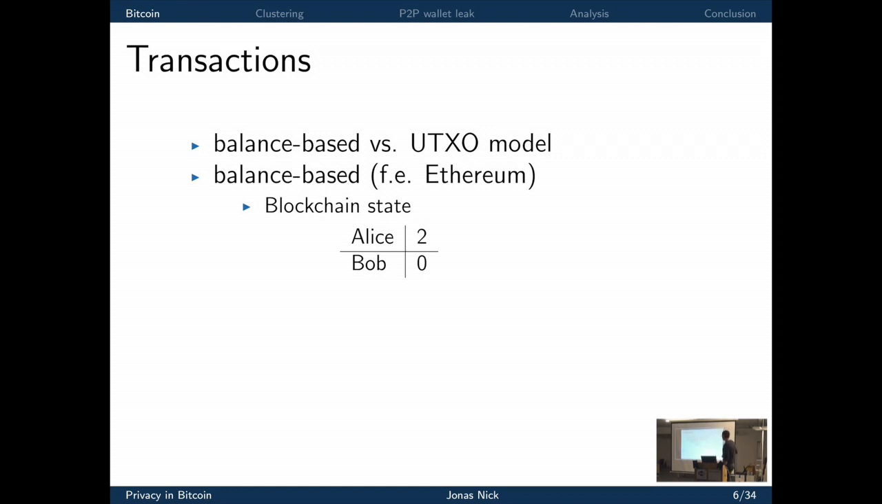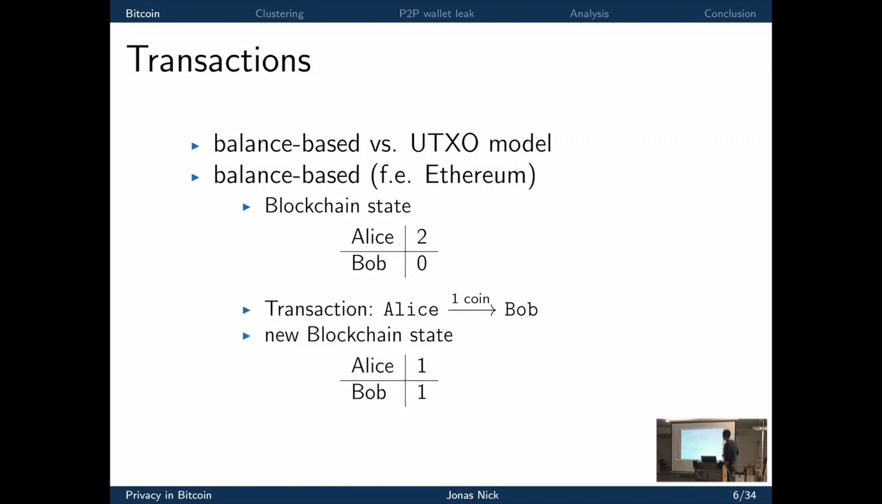So now the balance-based model. In this model, the balances are represented in a global database. So you would see that Alice has 2 coins, Bob has 0 coins. And then when a transaction occurs, this global balance is updated. So then Alice has 1 and Bob has 1 coin. This is the balance-based model.